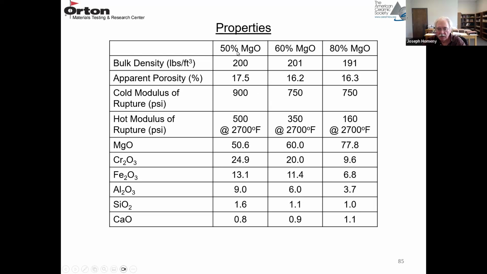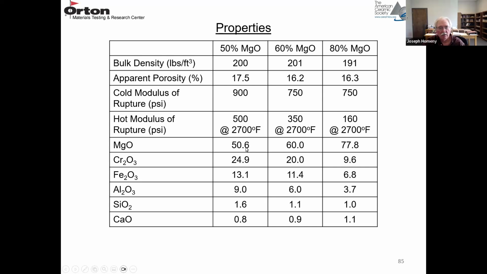These are three refractory compositions. They're all enriched with MgO. So it's a 50, 60, and 80% MgO material. The densities in pounds per cubic foot are pretty high, around 200. These are all around 16, 17% porosity, which is typical. The cold MOR is reasonable. These three do not have terribly high hot MORs. This is pretty high temperature, 2,700 degrees F, 500, 350. These are pretty decent, but this one's only at 160.